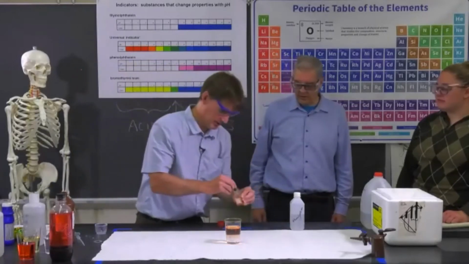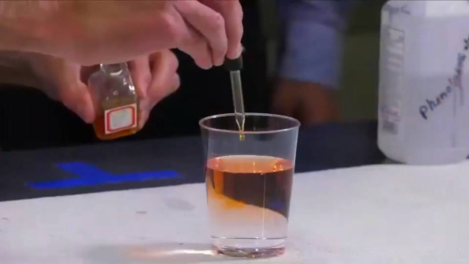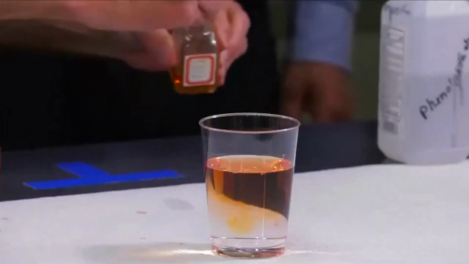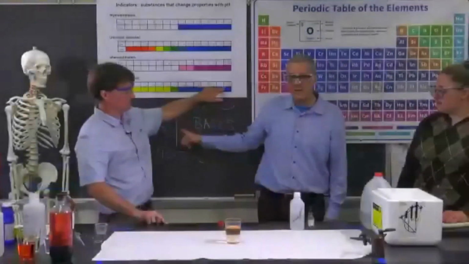Okay, could work that way. You never really know until you try it. That's right. What was that? This was the bromothymol blue. So that's the bottom one. That gives us the yellow cast.